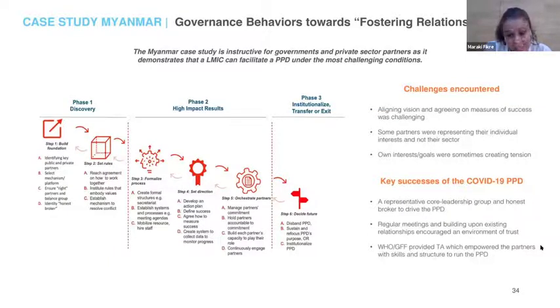But the key success of Myanmar is really having achieved a core leadership group, an honest broker, to drive the PPD. And this is now being sustained even post-COVID. And we're leveraging and increasing representation from different private sector members. So quite an interesting case study in terms of those two governance behaviors.